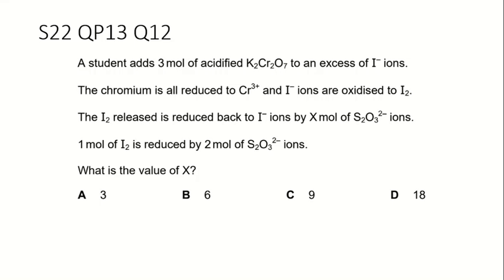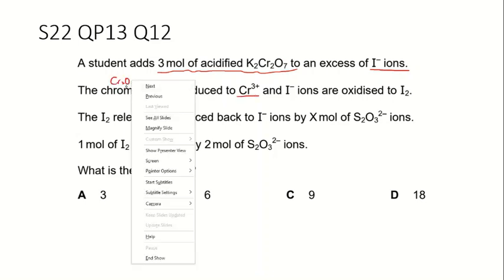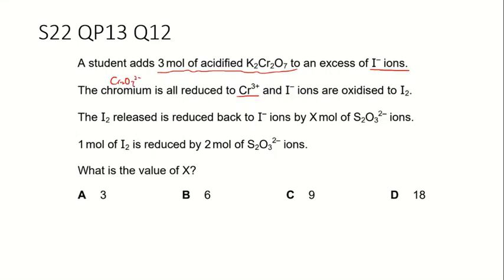This question involves a redox reaction, more than one redox reaction actually. First, we have a student adding 3 moles of acidified potassium dichromate(VI) to an excess of iodide ions. Okay, and the chromium in this dichromate(VI) ion are all reduced to chromium(III). So in Cr2O7 2-, all the Cr in here are all reduced to chromium 3+.